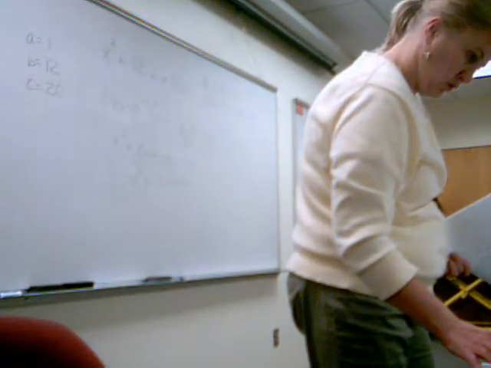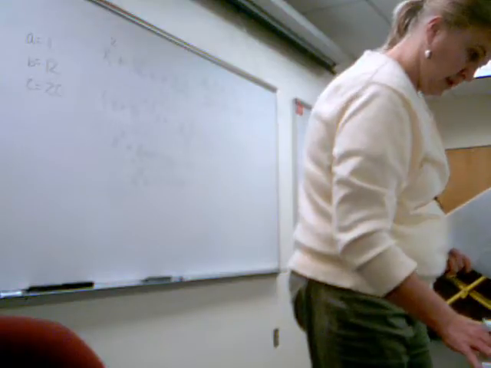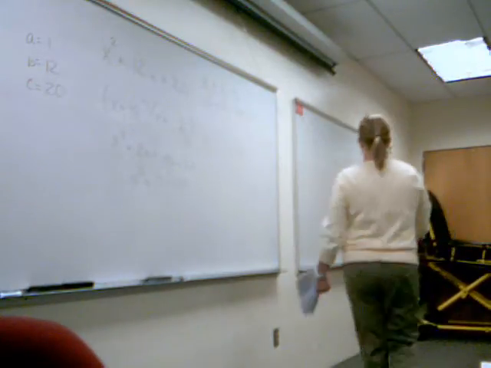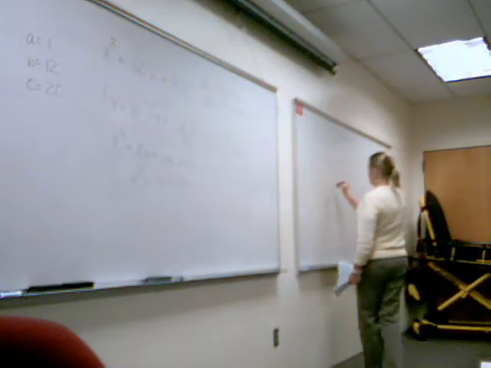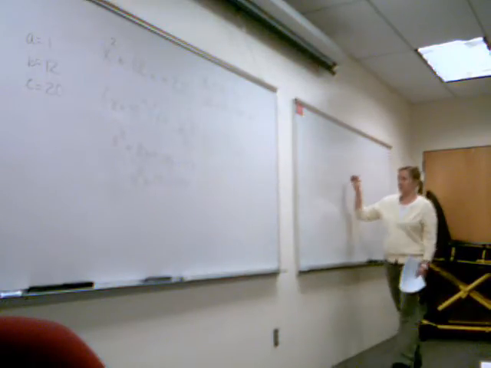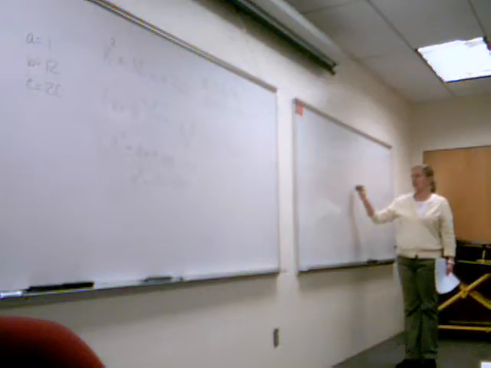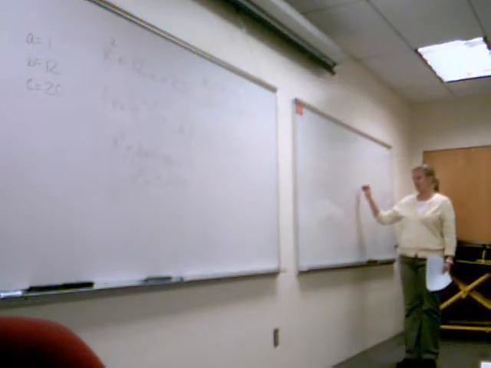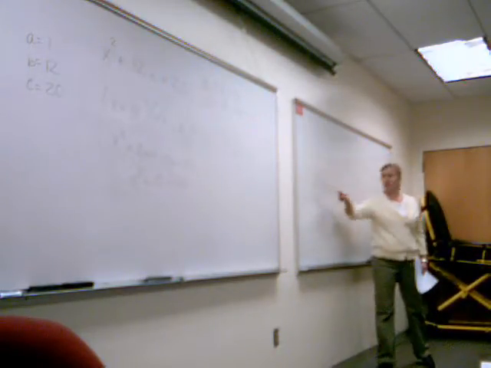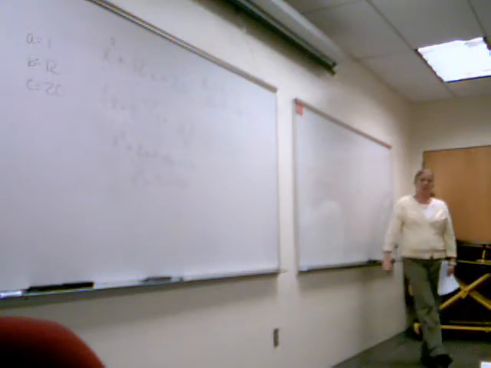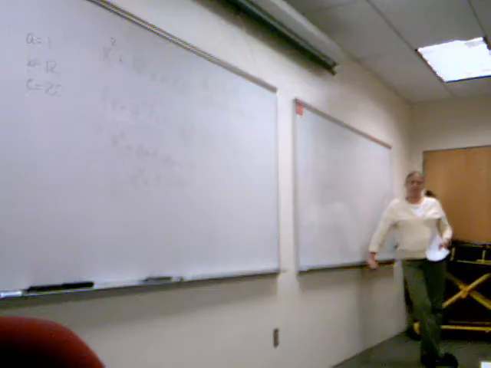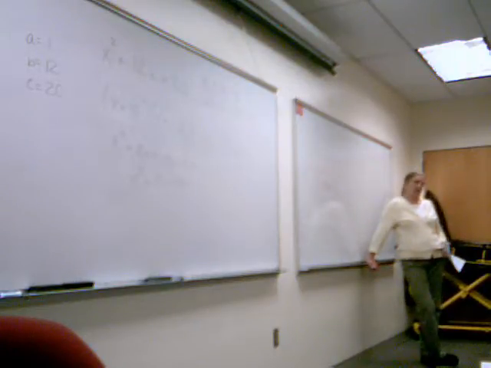Let's do x squared minus 13x plus 12. This is our new problem. So what plus what equals negative 13? This sign goes with it. What times what equals 12? So what would multiply to be 12 but add to give you negative 13?